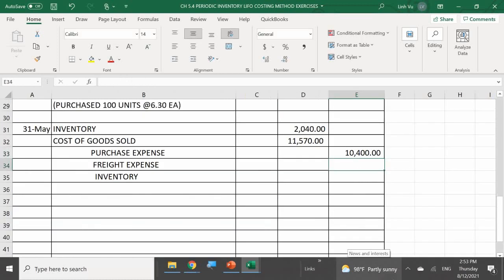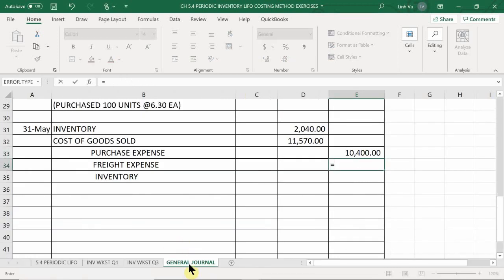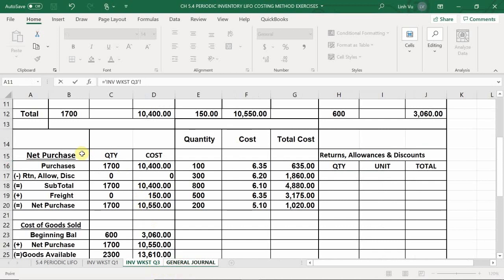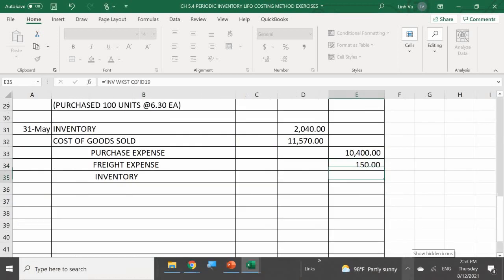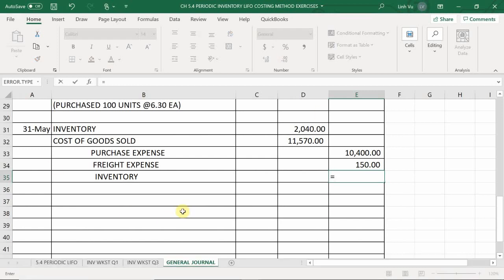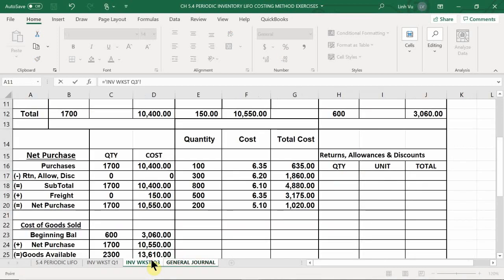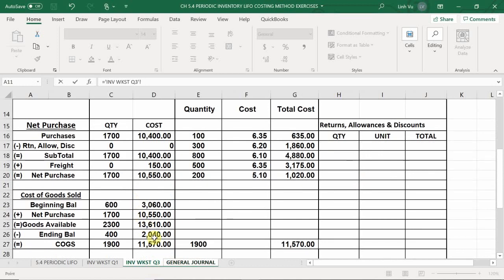What was my total purchase expense? $10,400. What was the total freight? $150. And what was my beginning balance in my inventory? 600, but you sell 200. Yes, but in this case, we end up just transferring the 400 over. But yes, it's 3,060 for the 600 items.